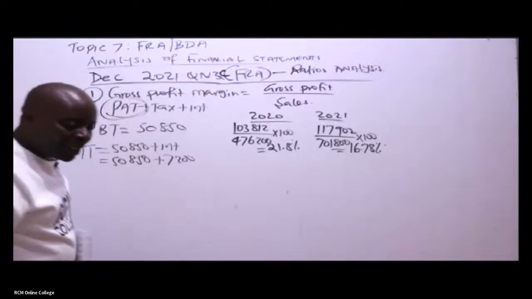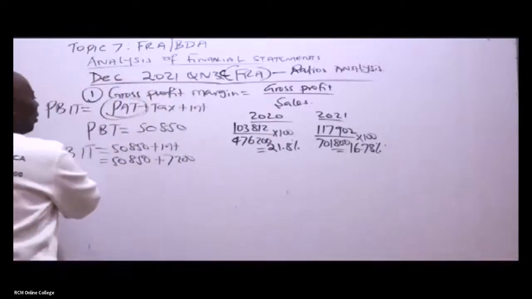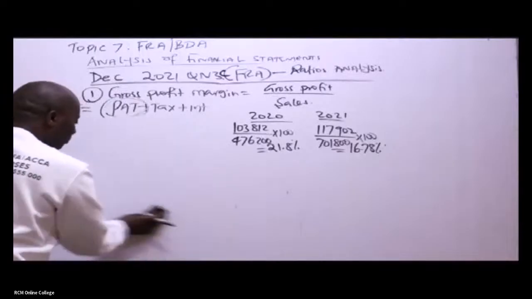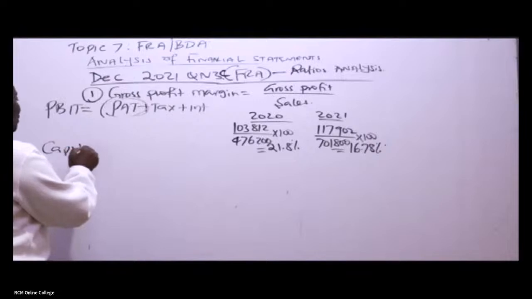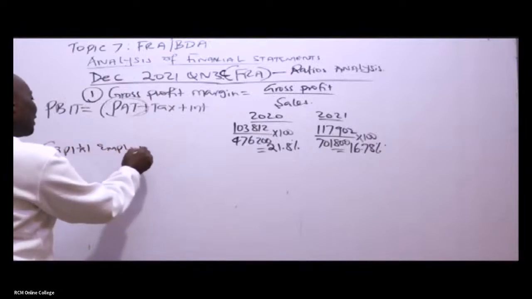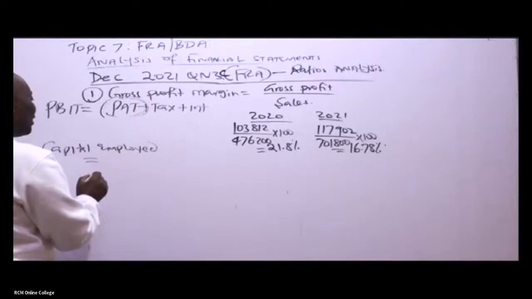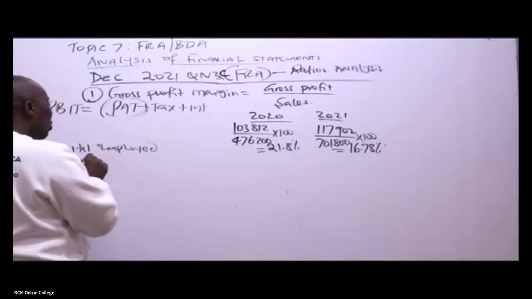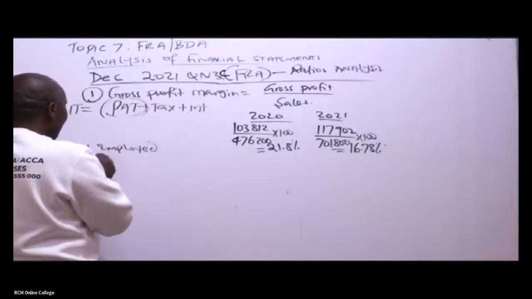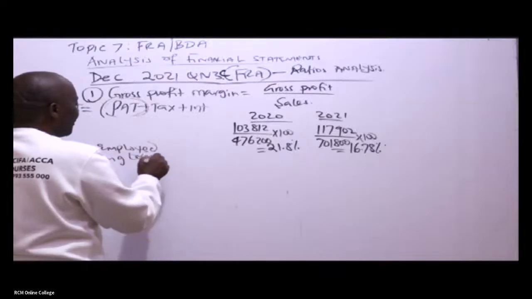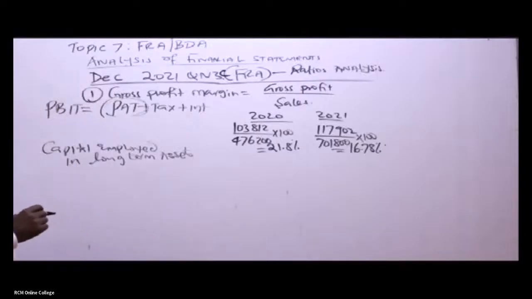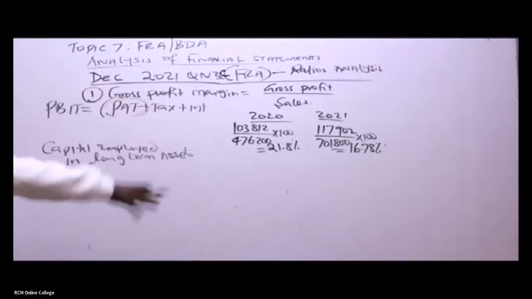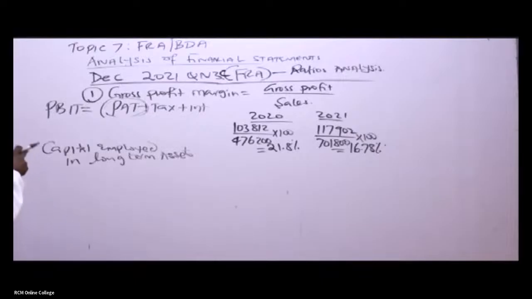Very good. Now from there, I will come back to what we are calling capital employed. So this capital employed, or rather the capital employed in long-term assets. There are two ways of getting this, and I hope you're writing a note somewhere. I'll give you a proper structure of writing this, but I want you to take this note down. There are two ways of getting this.